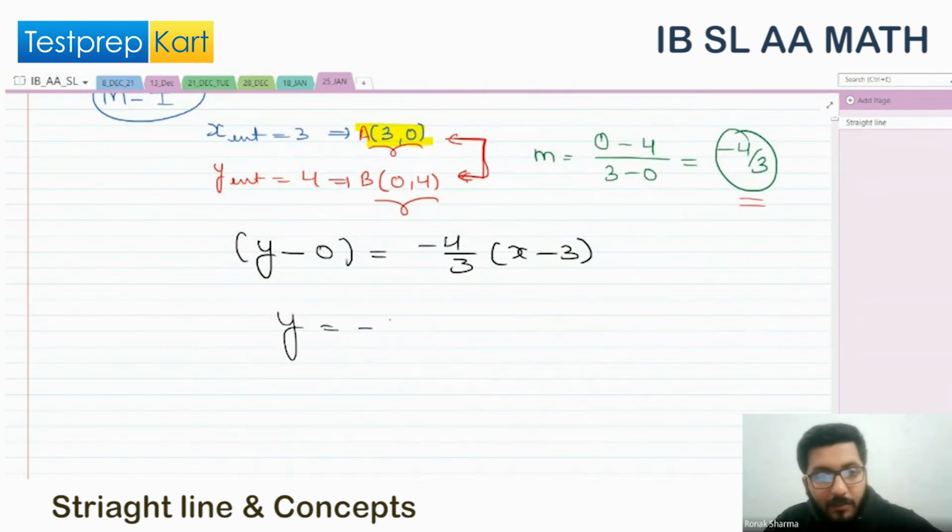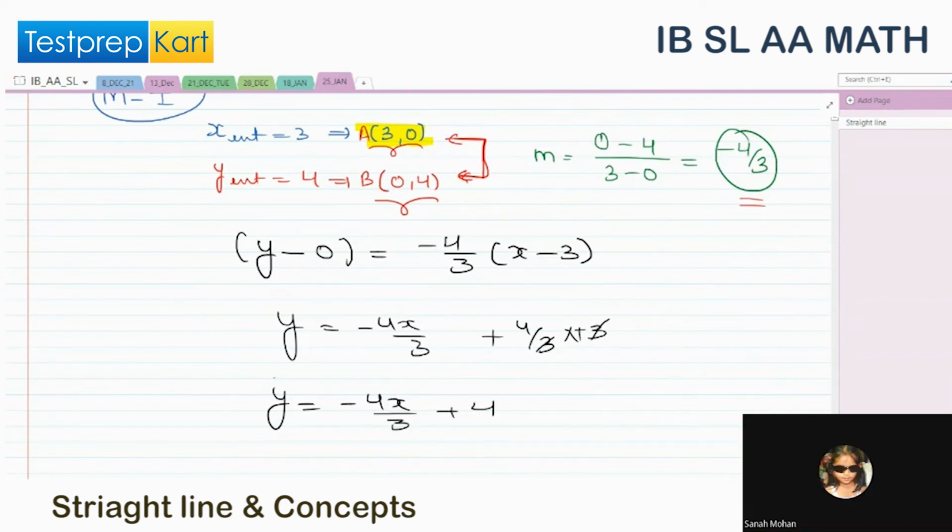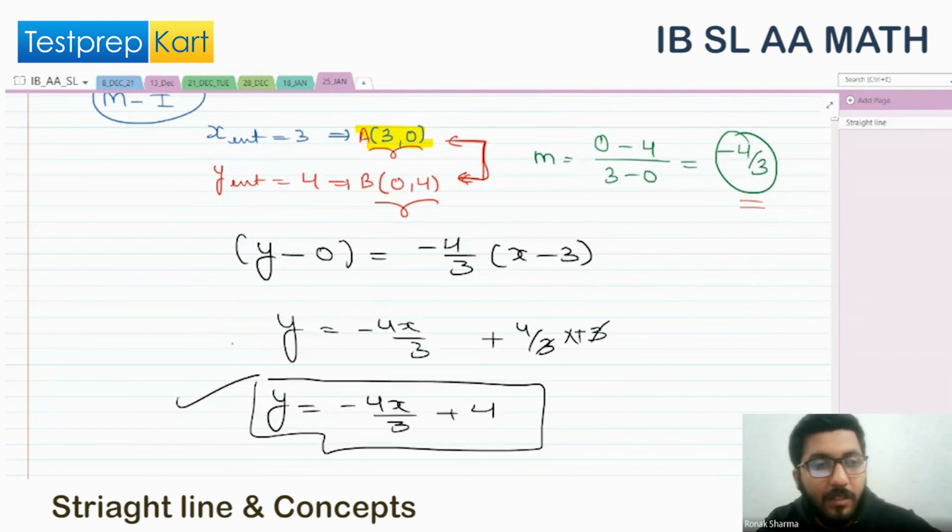y equals minus 4x by 3, minus 4 by 3 into minus 3. The 3s cancel, minus minus is plus. So the equation of line is this. Got it? This is one way. Note it down and I'll tell you the other method.